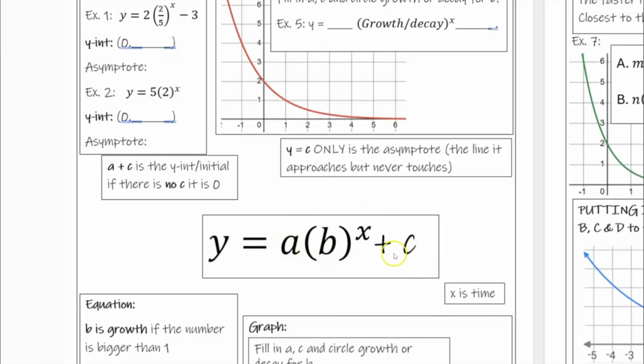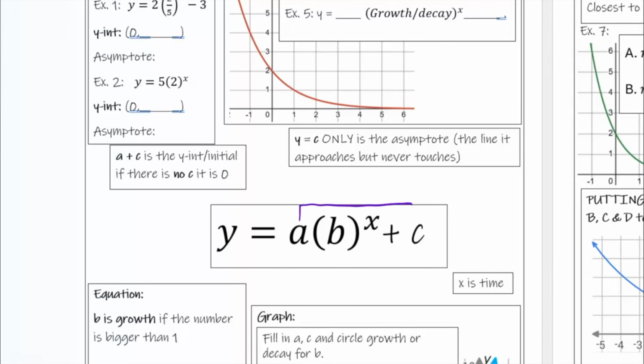So a plus c, and again, as I do my questions, you're doing yours. So as I write something down, you write something down. So a plus c is going to be your y-intercept, or your initial value. If there is no c, it is a 0. So if there's no number here, it is a 0.